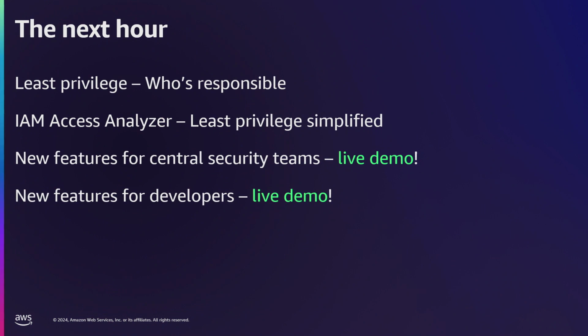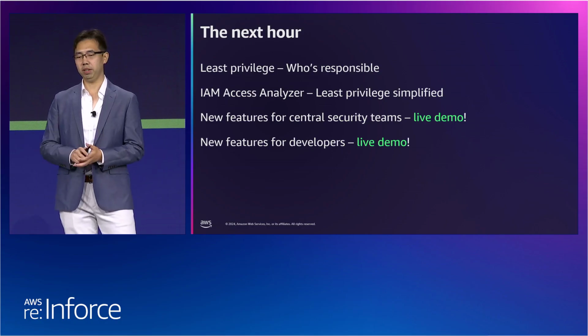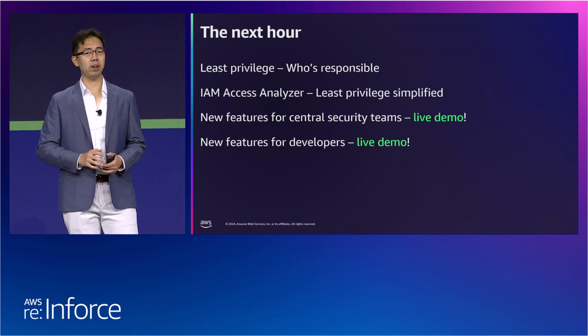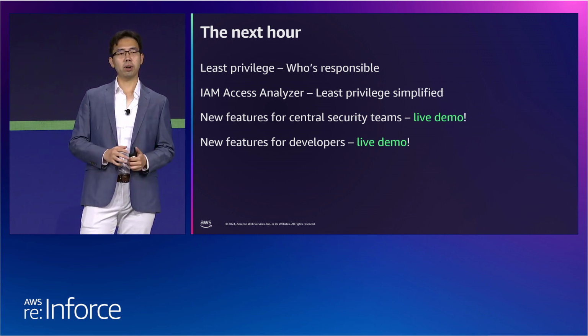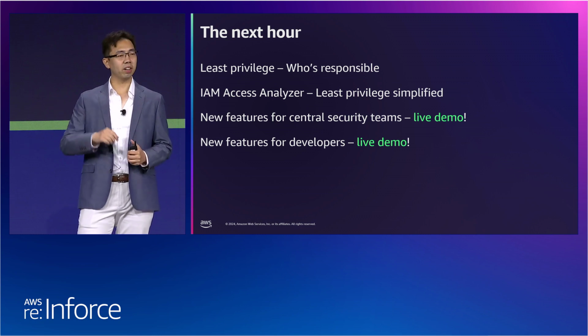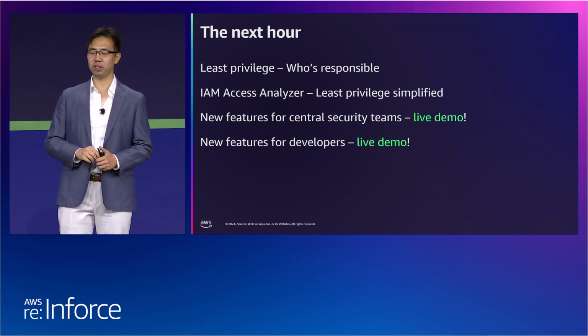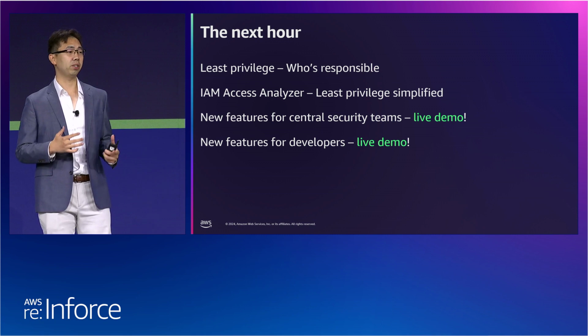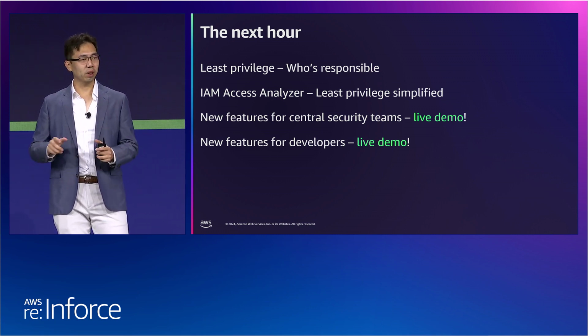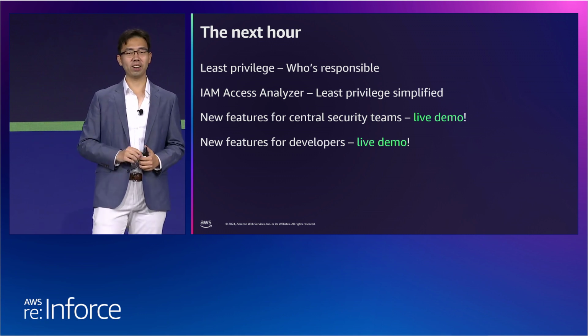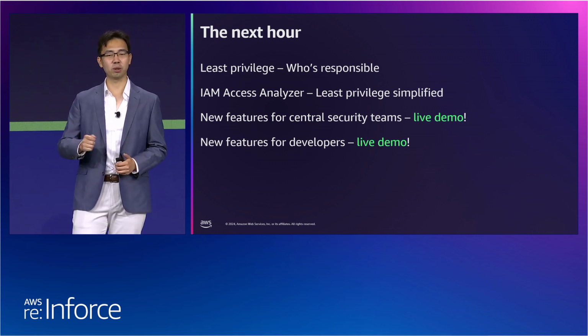So in the next hour, we're going to start with least privilege. We're going to talk about who's responsible for orchestrating a least privilege environment. Then we're going to zoom into IAM Access Analyzer. We're going to talk about all the new features that we've already launched and that we're going to launch, guiding you towards least privilege. Then we're going to dive into some live demos. I worked with Florian just a little bit before this. I swear they were working, but if there's a little bit of a hitch, just work with me.